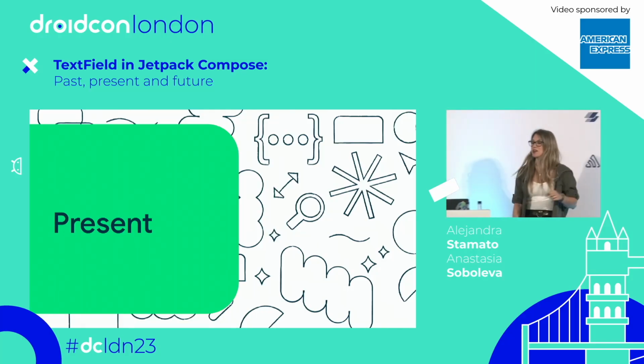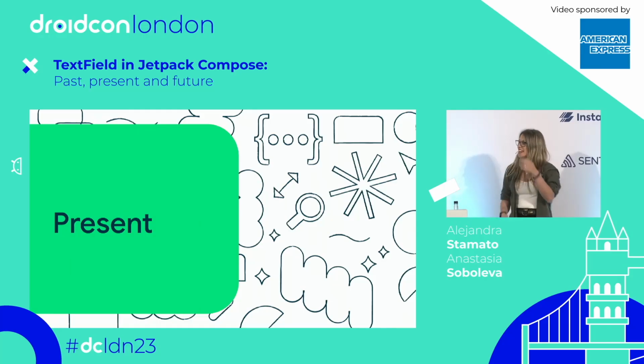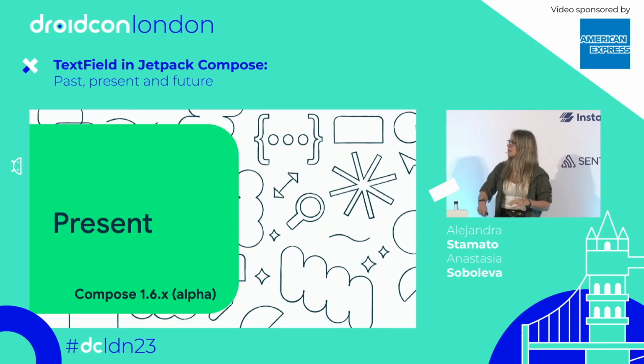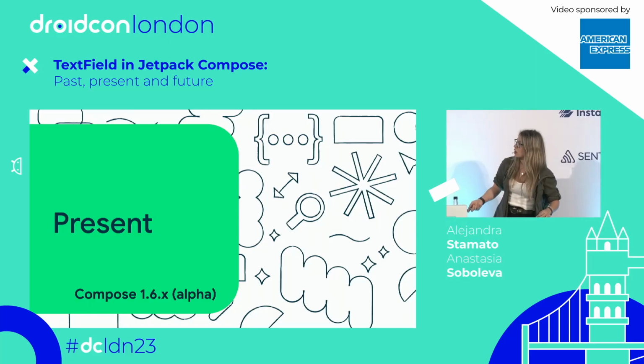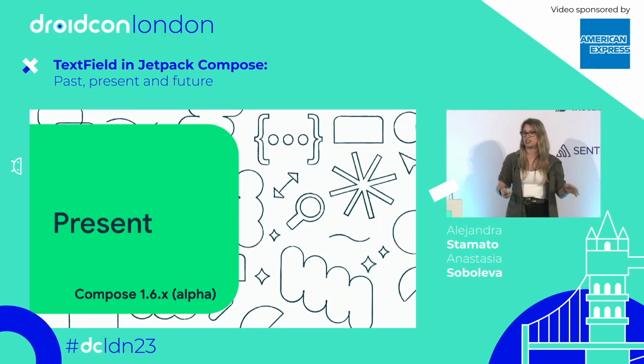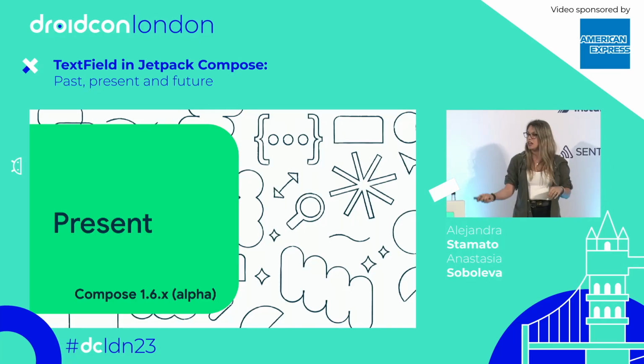Okay, so now on to the new APIs. So what is available right now? And by right now, we mean that almost everything is available in the latest Compose 1.6 alpha version. So you can try them out right now, immediately after this talk, if you want.